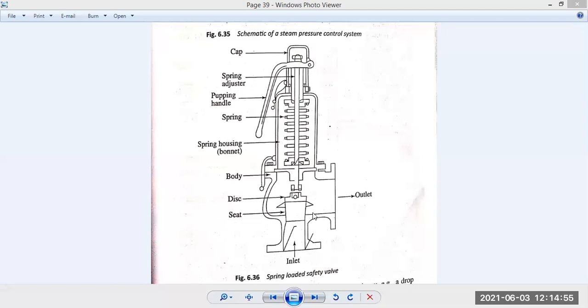So this is the total body, with seat and disc here, and the spring housing is the total housing of the spring, with the spring and a pressure handle operated by rotation. With this adjuster, it will press the spring more or less. The more it is pressed, the more the spring is compressed, and it requires more effort to release it. If the spring is less compressed, it will release more easily. So you have to adjust it according to your requirement. Okay, that is all for today.